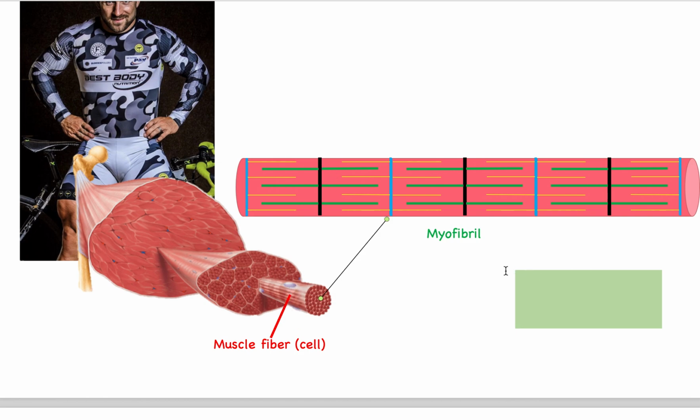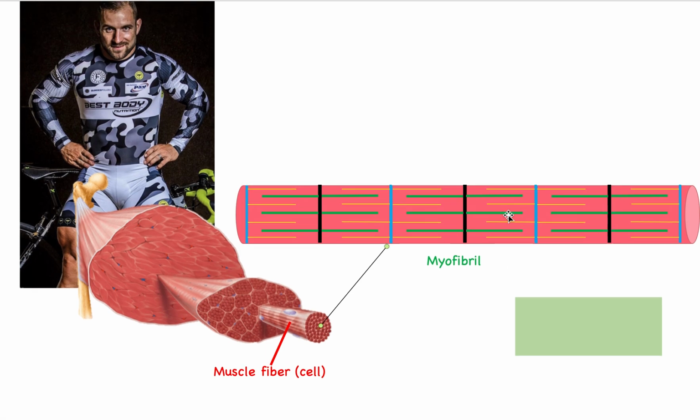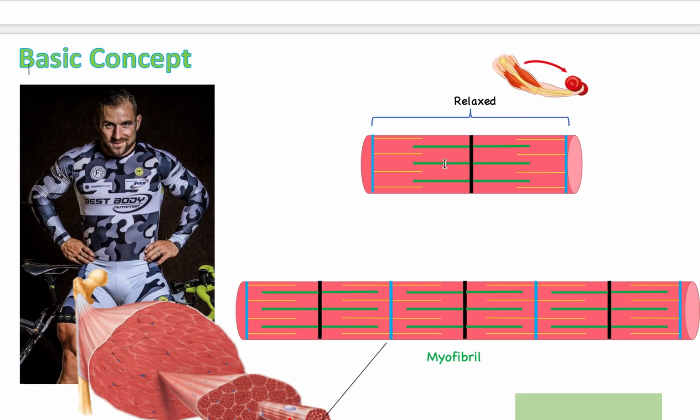So now I'm trying to answer for you, how does contraction look on a very small level? A myofibril is the thing that contracts. So if all the myofibrils contract, then the muscle cell will contract. Which means if all the muscle cells contract, then the whole muscle will be contracted. So how exactly does this myofibril contract? Let's take a look here.